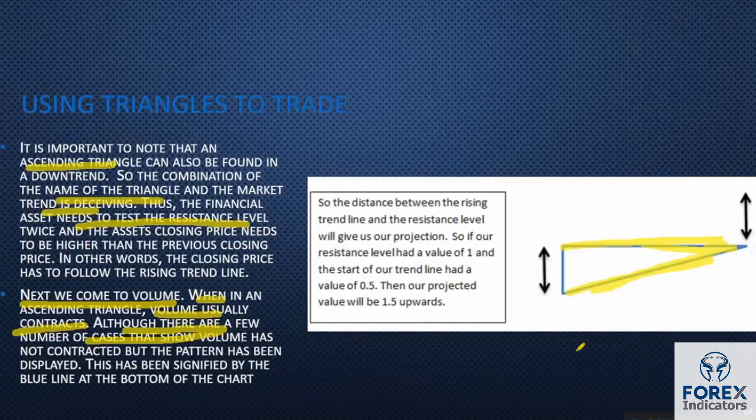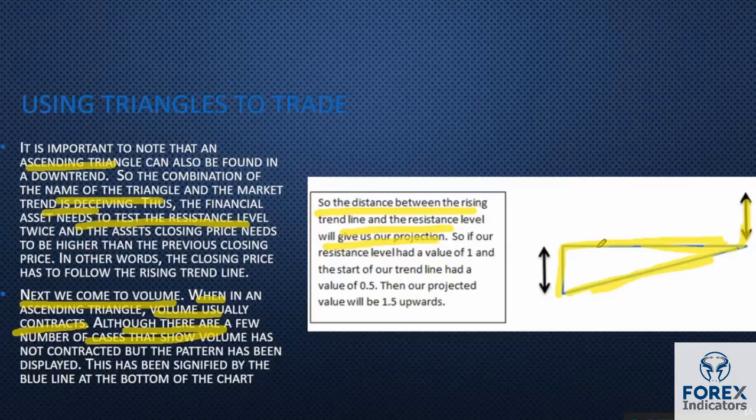And when you're getting into the wedge of a triangle, the center of a triangle, you should be getting this drop in volume because the traders aren't sure where it's going to go. So now you have 3 pieces of information to determine your triangle. So the distance between the rising trend line and the resistance level gives us our projection, because this is going to give us a projection of where we can expect price to move. So at this point, if we get the breakout, okay, this breakout should be equal in the distance of the third side of the triangle.